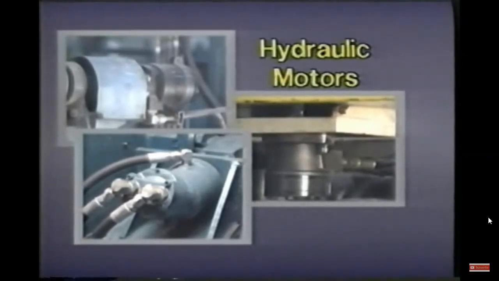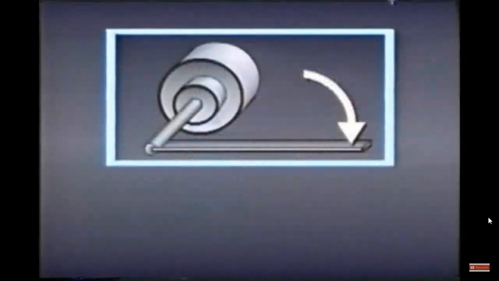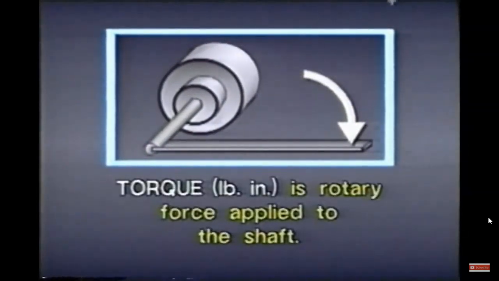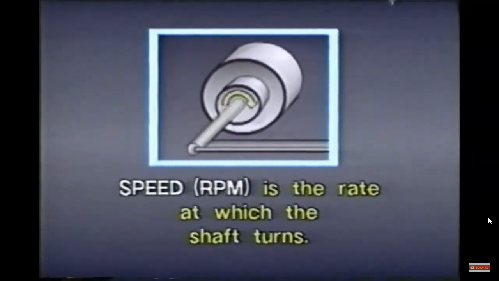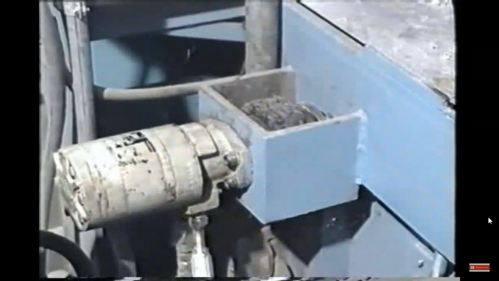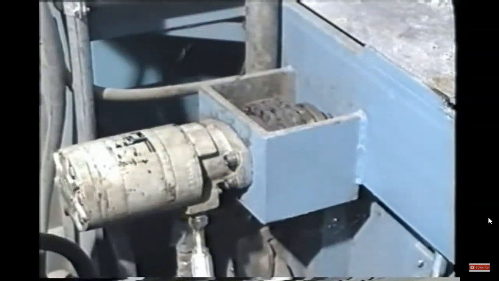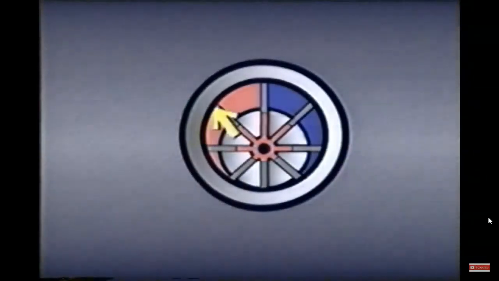When operating any motor, two main factors must be considered: torque and speed. Torque is the rotary force applied to the shaft, usually expressed in pound-inches. Speed is the rate at which the shaft turns, usually expressed in revolutions per minute. Let's look at a vane motor to see how pressure and flow in a hydraulic system affect the motor's torque and speed. Like the vane pump, the vane motor has a rotating group with vanes that ride along an offset cam ring. Fluid moves in and out of the motor through port plates.